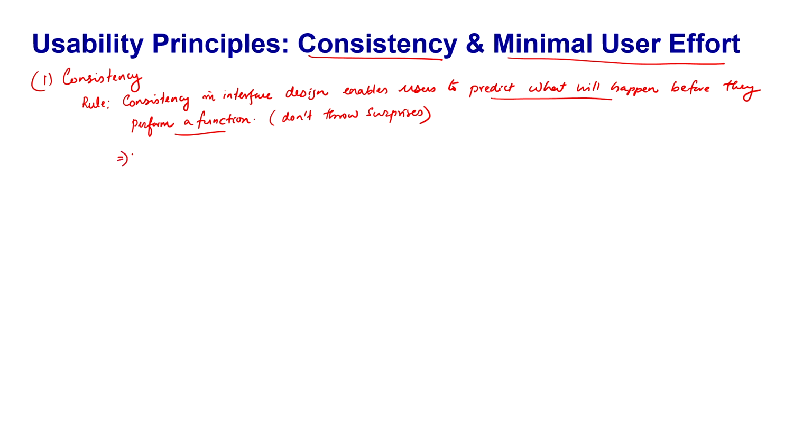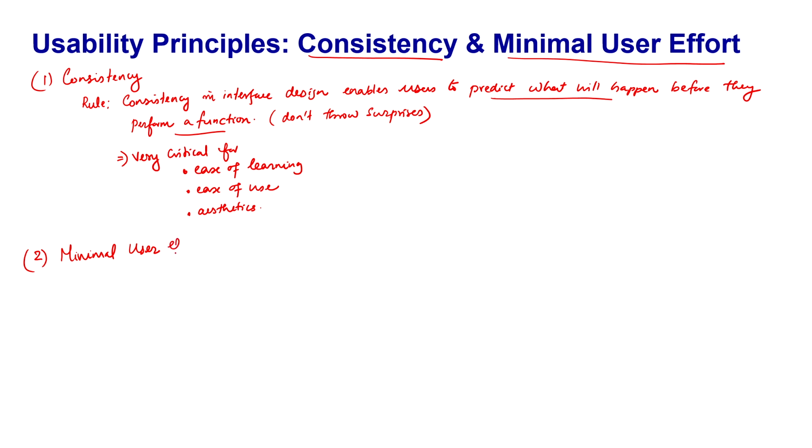So, it is very critical for ease of learning, ease of use and aesthetics. So, consistency is very critical in these three aspects. And then the last part of today's discussion is the minimal user effort. So, there is only one rule to this, a very simple rule.